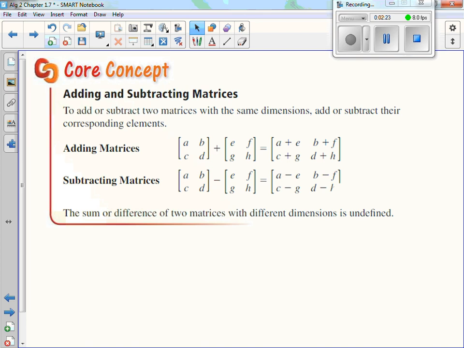So here we have a 2 by 2. The only matrix I can add to a 2 by 2 matrix is another 2 by 2. And we add the elements. So if they're in the same spot, we add them together or we subtract them. So with addition or subtraction of matrices, the dimensions have to be the same and we add and subtract the corresponding elements. The sum or difference of two matrices with different dimensions is undefined. We can't do it.